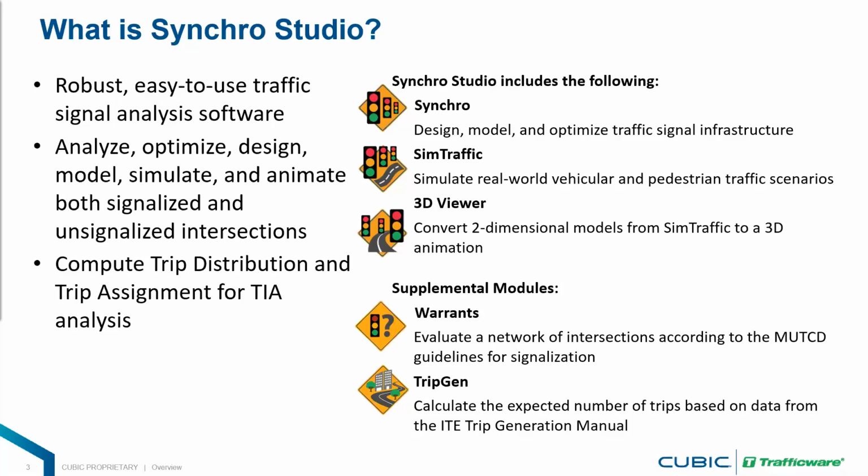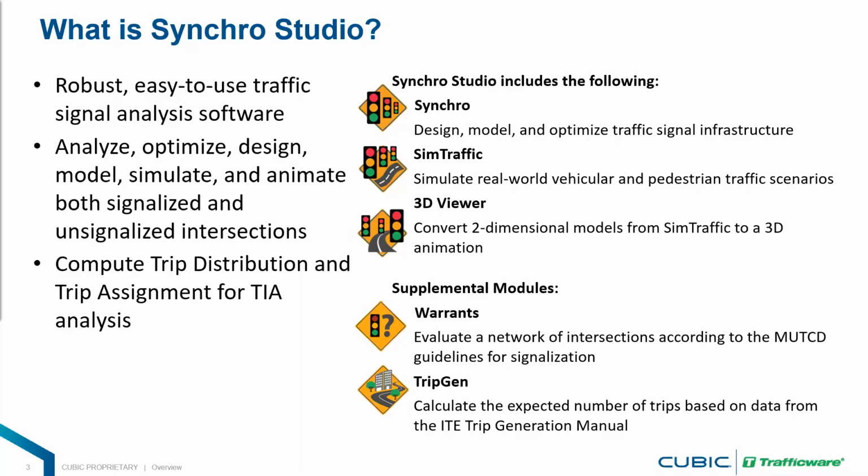Besides these three products, we have another two supplemental modules, which are Warrants and TripGen. You can buy both of these as add-ons to Synchro Studio, or you can buy them completely standalone, because they can be used as standalone products. Both Warrants and TripGen have names that are quite self-explanatory, right? Warrants helps you evaluate a network of intersections according to MUTCD guidelines for signalization, and it also allows you to do the warrants for all-way stop control intersections, okay?